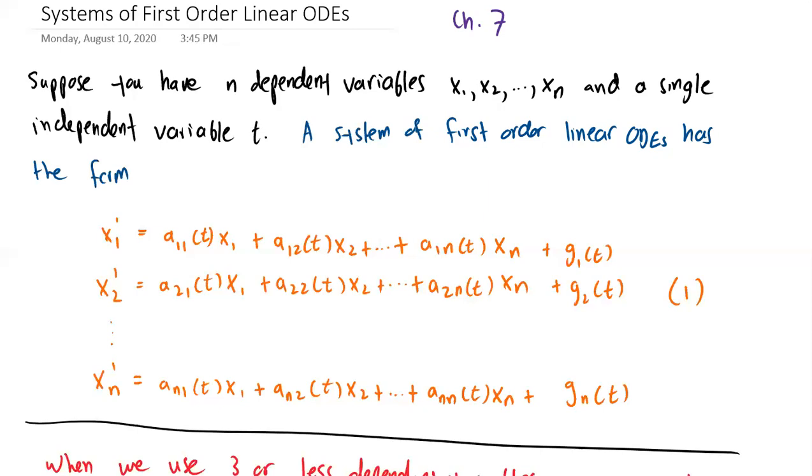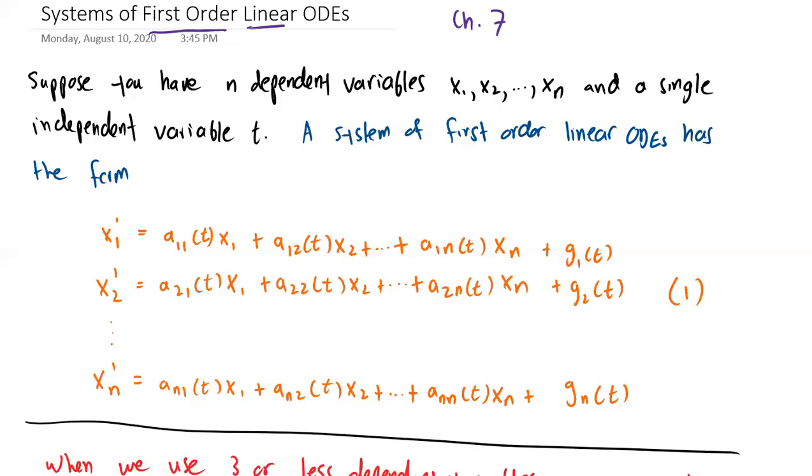So first, what we're going to do is define what a system of first order ODEs is. We're going to only be working with first order ODEs, but still, there's a lot we can do with just this. First order linear ODEs are the ones we're going to focus on. All right, so what does a system of first order linear ODEs look like?